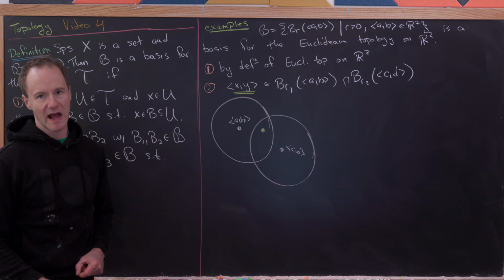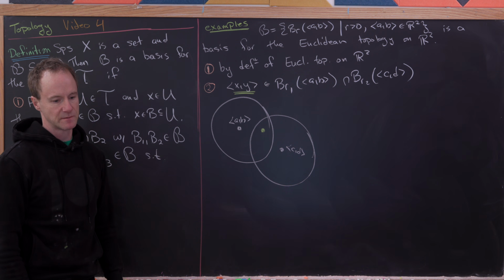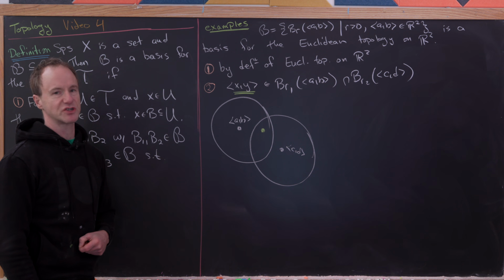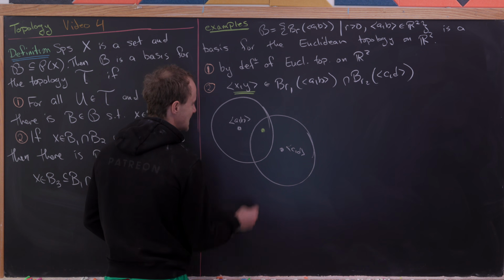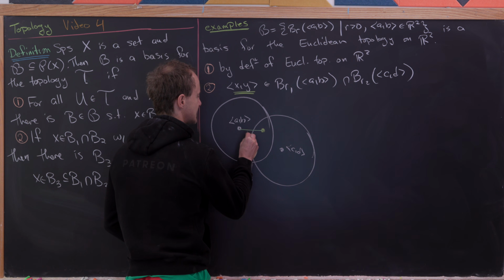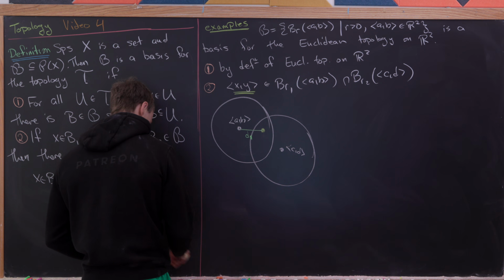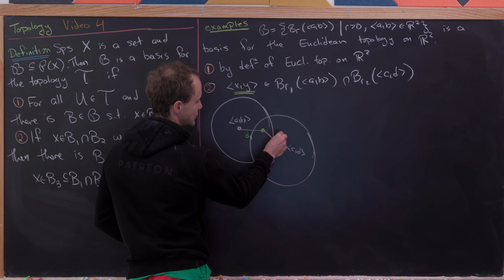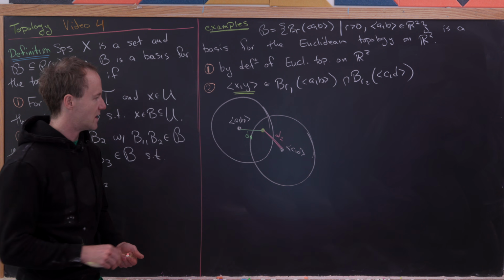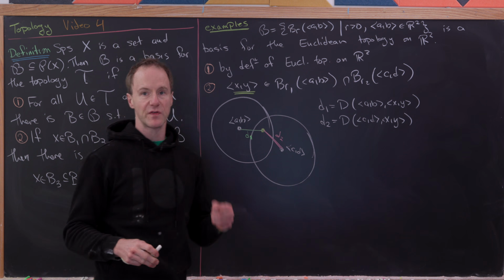Okay, so there's our point xy, which I have in yellow, and it's inside of both of these balls. And now we can really play the same game that we did before, just two at a time. So let's set d1 equal to the distance from AB to xy, and then likewise, we'll set d2 equal to the distance from xy to CD. So let's get those written down. Okay, so there we've got that.